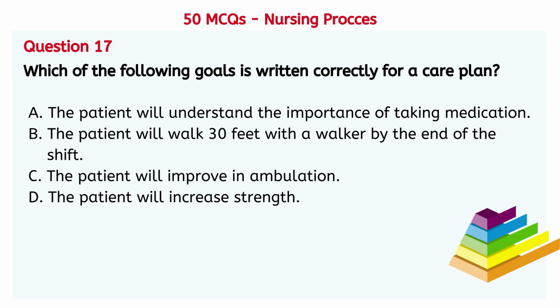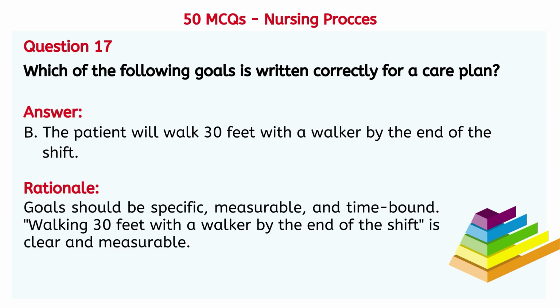Question 17. Which of the following goals is written correctly for a care plan? The options are: A. The patient will understand the importance of taking medication. B. The patient will walk 30 feet with a walker by the end of the shift. C. The patient will improve in ambulation. D. The patient will increase strength. The answer is B. Rationale: goals should be specific, measurable, and time-bound. Walking 30 feet with a walker by the end of the shift is clear and measurable.